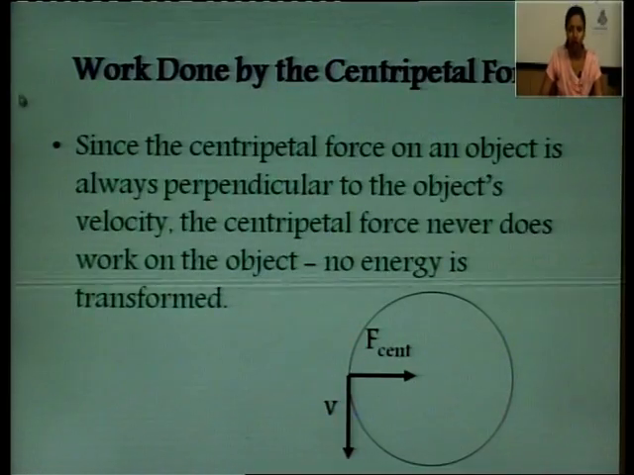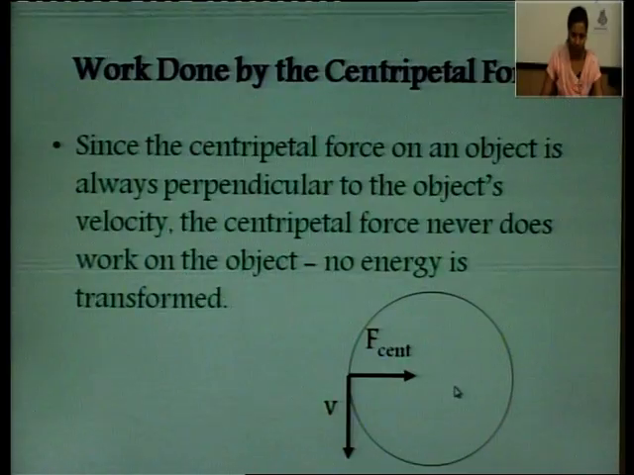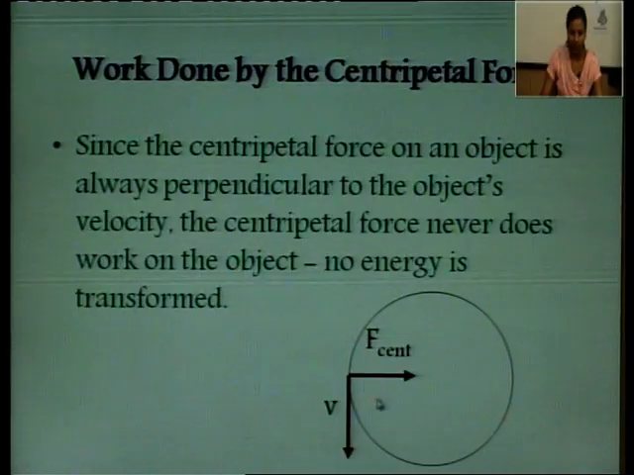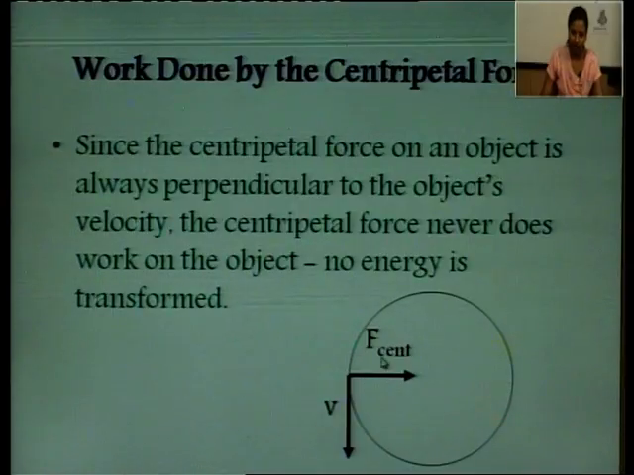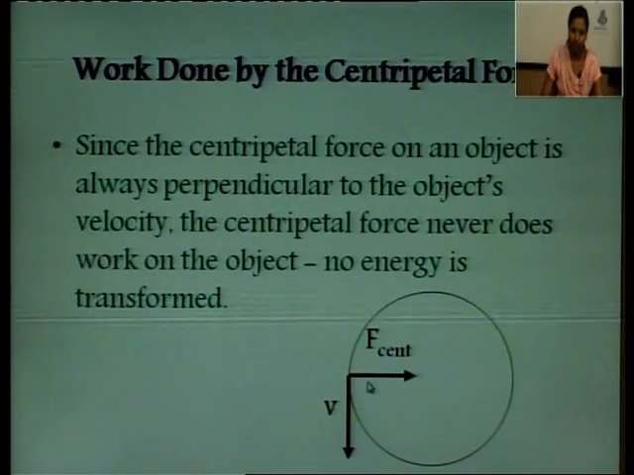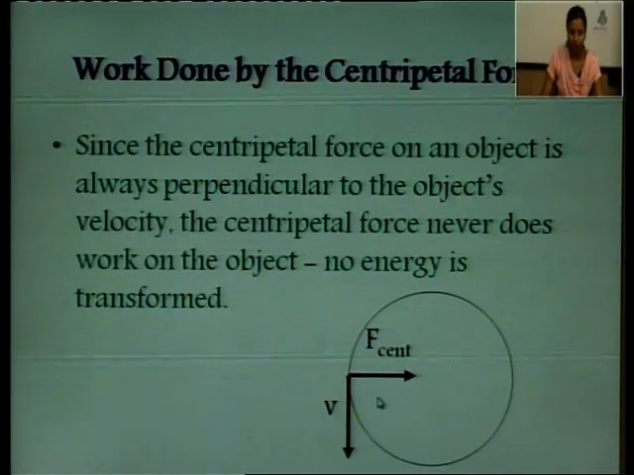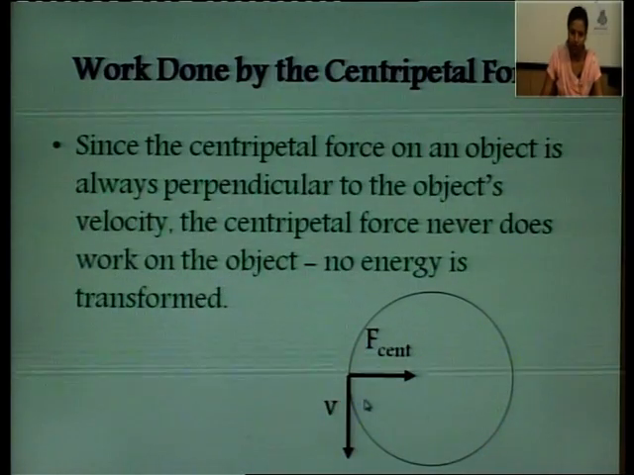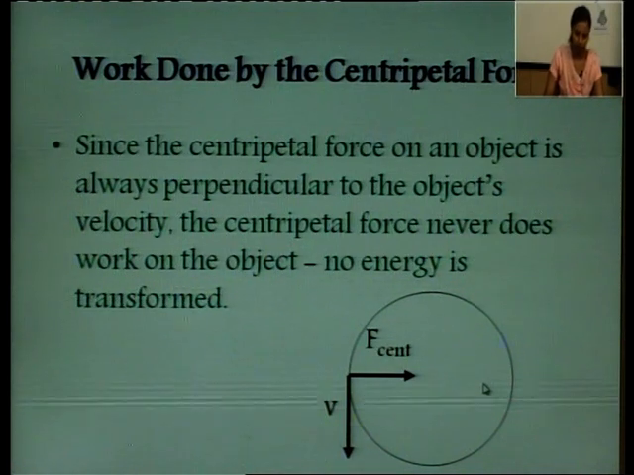Now we will come to know about the work done by the centripetal force. We know the direction of centripetal force is towards the center of the circle and along the radius, while the velocity direction is always tangent to the circle. So the angle between these two vectors is 90. So work done is 0 because it is Fs cos theta. Theta is 90, cos 90 is 0. So work done is 0 for the centripetal force.